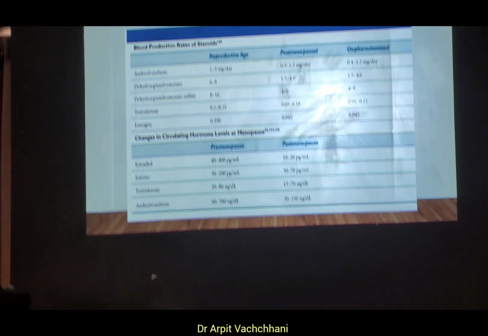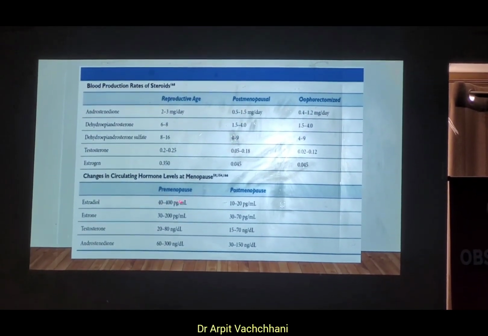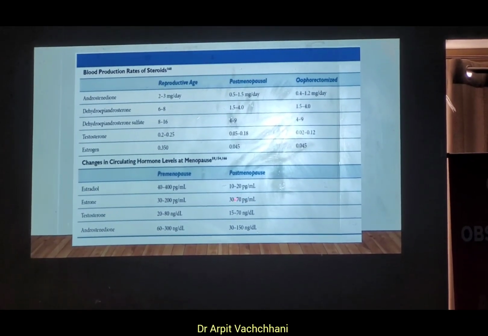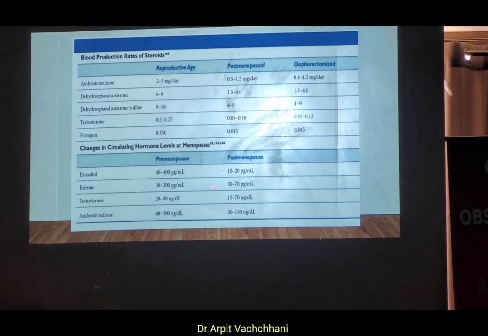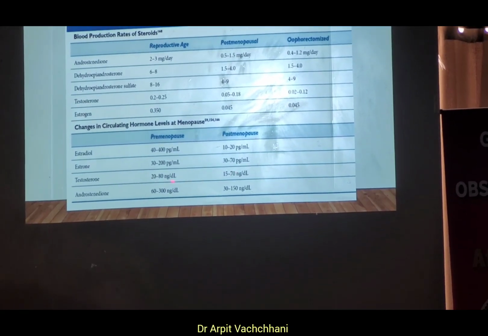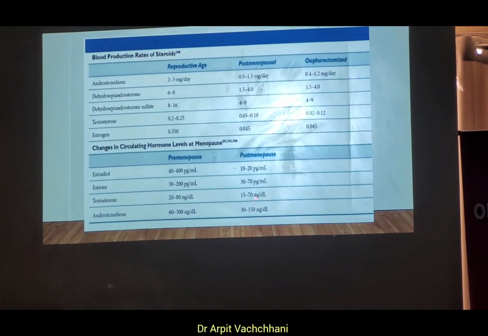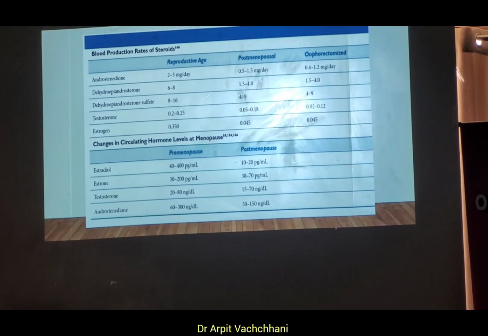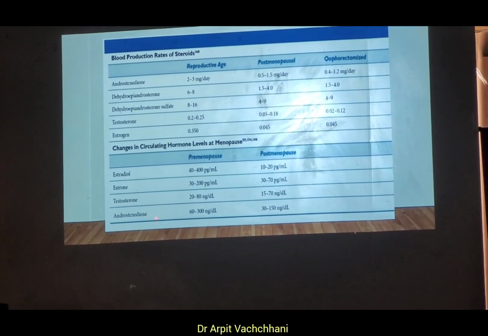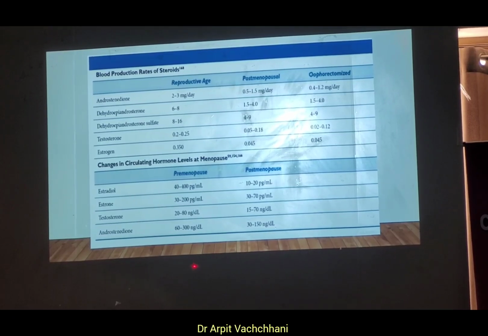Now we come to the levels. If you see, estradiol, which in the pre-menopause period is 40 to 400 picogram per ml, may decrease to 10 to 20. Estrone, which was 30 to 200, comes to 30 to 70. So see the difference. The fall in estrone is not so much as compared to estradiol. So the ratio changes. The testosterone level has only about a 25% decline. 20 to 80 goes down to 15 to 70. That's why we can say in menopause there is a relative androgen excess, because the fall in testosterone is not much as compared to the estrogen, and the androstenedione levels decrease by almost 50 to 60%. So this is the major change in the hormones.